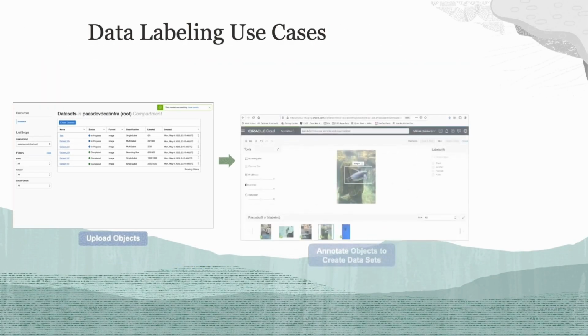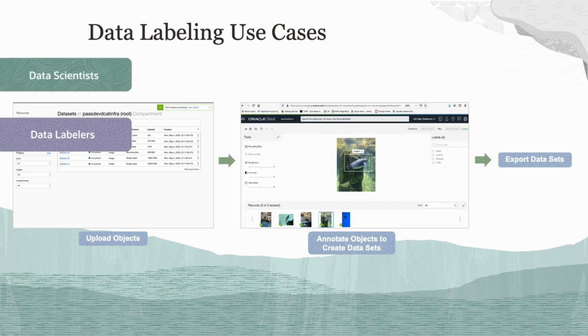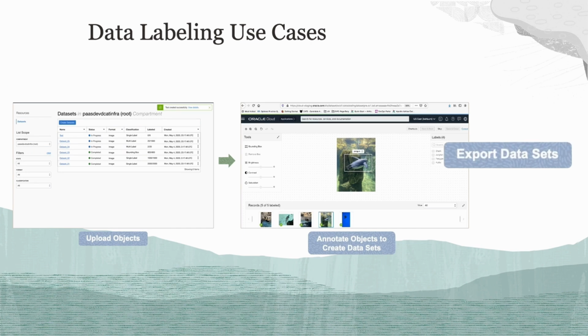The current capability of data labeling service focuses on simple and fast use cases. Developers, data scientists, or data labelers can use interactive user interfaces or APIs to upload images, text, and documents and quickly annotate them. They can then export and use these datasets across many of Oracle's AI and data science services for a seamless model building experience.